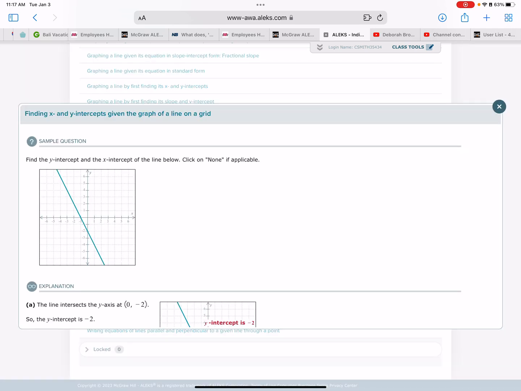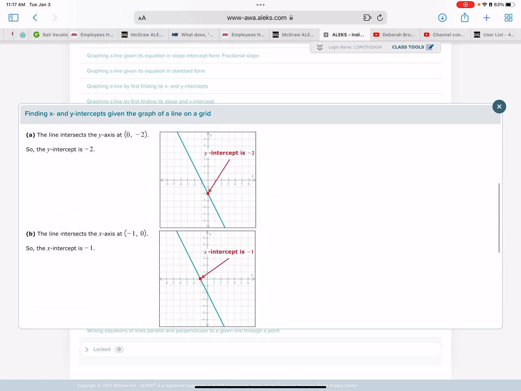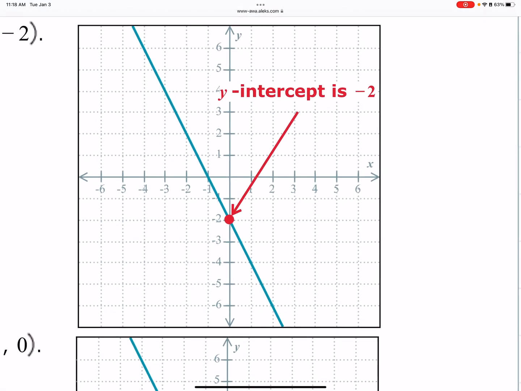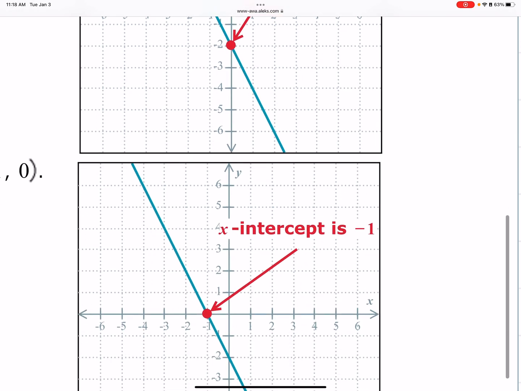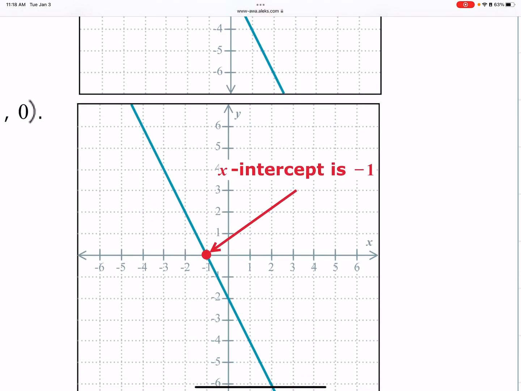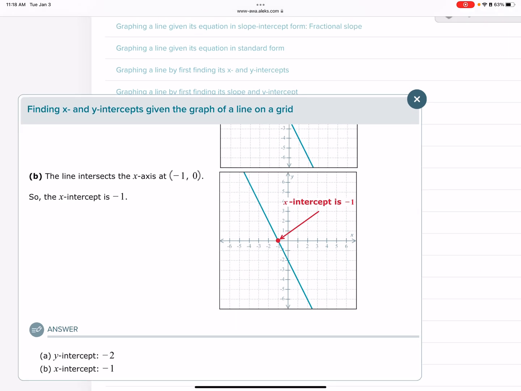Finding x and y-intercepts given the graph on a line grid. So find the y-intercept and x-intercept of the line below. All you have to do is simply look. Y-intercept is where it goes through the y-axis at negative 2, x-intercept where it goes through the x-axis at negative 1. And that's it.